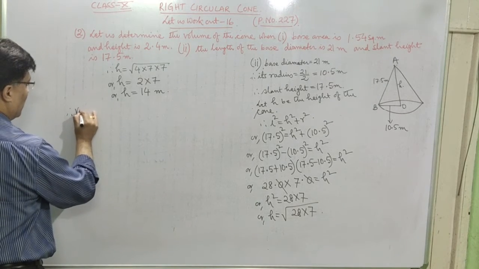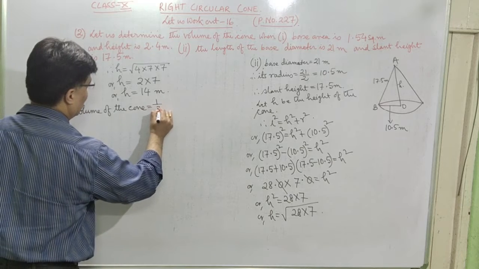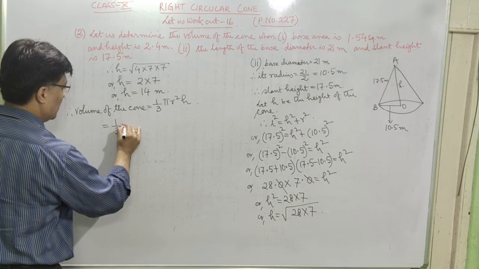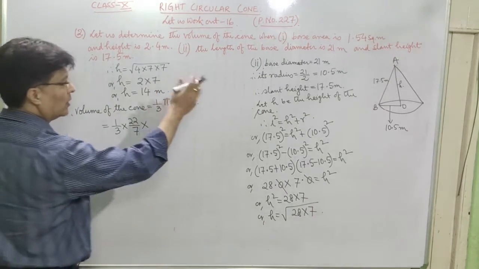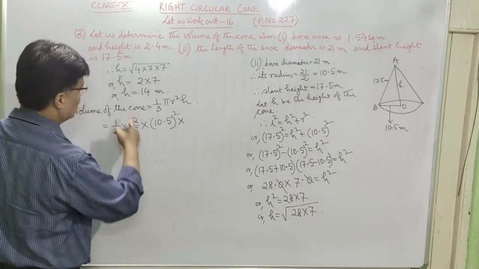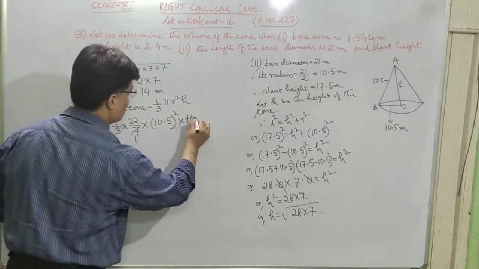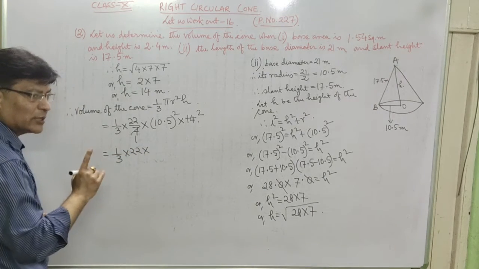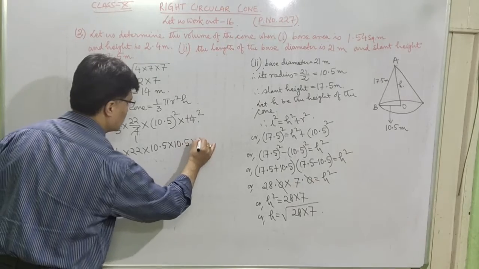Now you can easily find out the volume of the cone. So therefore, volume of the cone is equal to, what is the formula? 1/3 pi r square h, which is equal to 1 upon 3 into pi, which means 22 by 7, into, what is the radius whole square? Here the radius whole square is 10.5 whole square into, what is the height? Height is 14. We just calculated it, isn't it? So 7 1s are 7, 7 2s are 14. Okay, so it is 1/3 into 22 into, what is 10.5 whole square? You have to multiply it twice, 10.5 into 10.5 into 2.